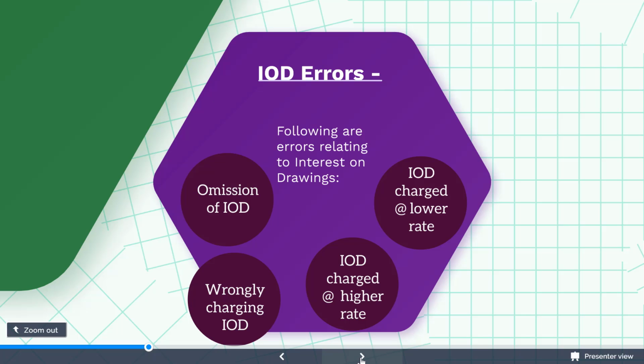What are the errors with respect to interest on partner's drawings? You could have omitted interest on drawings when you were supposed to charge it, or you could have wrongly charged interest on partner's drawings when it was not supposed to be charged, or interest on drawings could have been charged at a higher rate than the correct rate, or interest on drawings could have been charged at a lower rate than the rate it was supposed to be charged at.